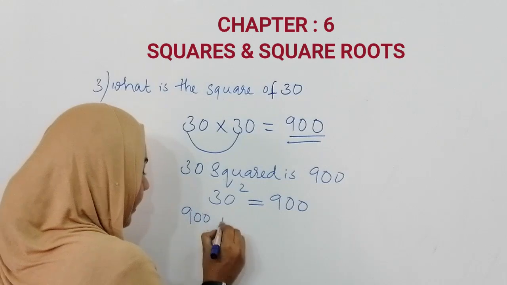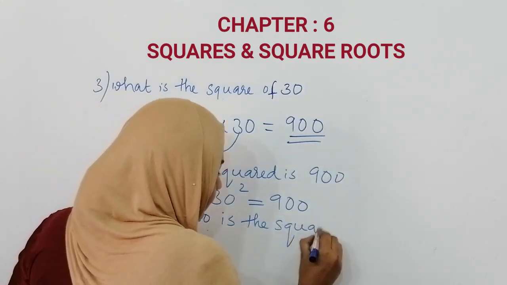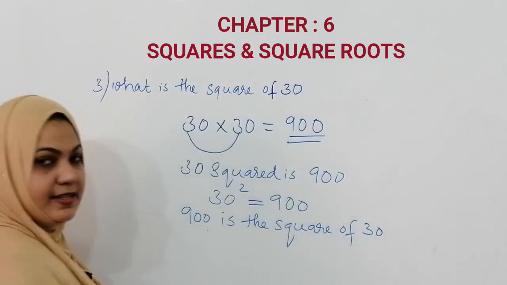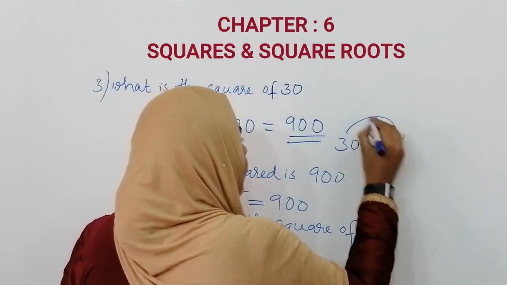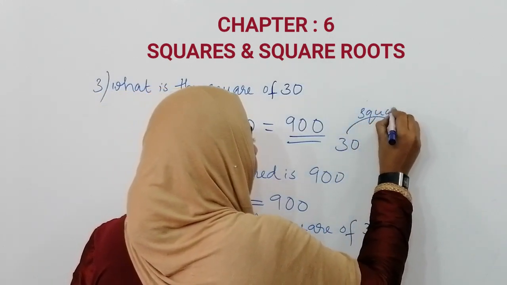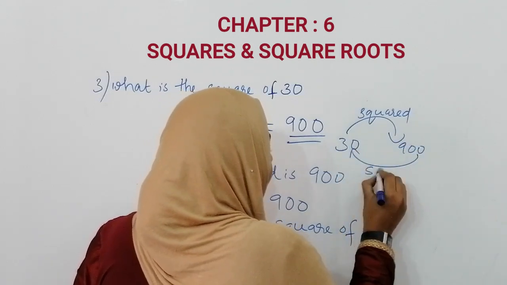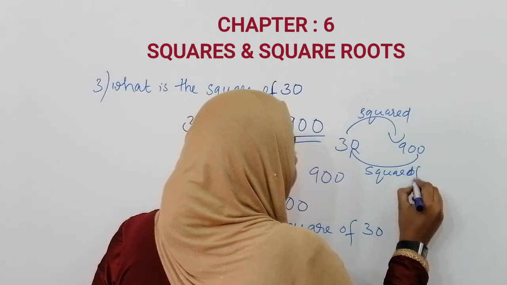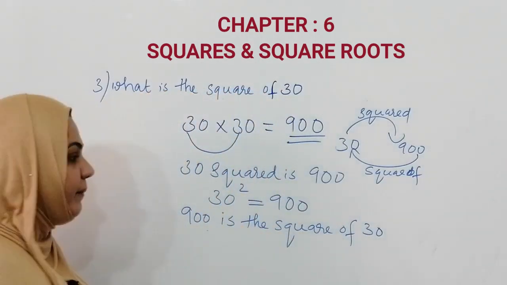900 is the square of 30. That means 30 squared is 900. This is the square of 30. 900 is the square of 30. So I hope you understood very clearly.